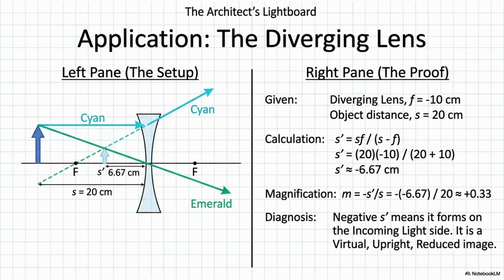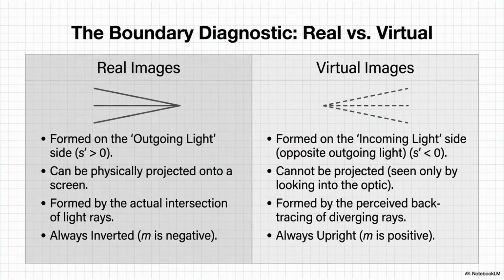Right, exactly. So we keep throwing around these terms, real and virtual. Let's move to slide 9 to permanently lock in what these mean for you, the listener. This slide is basically the ultimate cheat sheet. It really is the boundary diagnostic. So real images form on the outgoing side where S prime is greater than 0. Right. They can actually be projected onto a physical screen. They are formed by actual intersecting light rays, and they are always inverted, meaning a negative magnification.